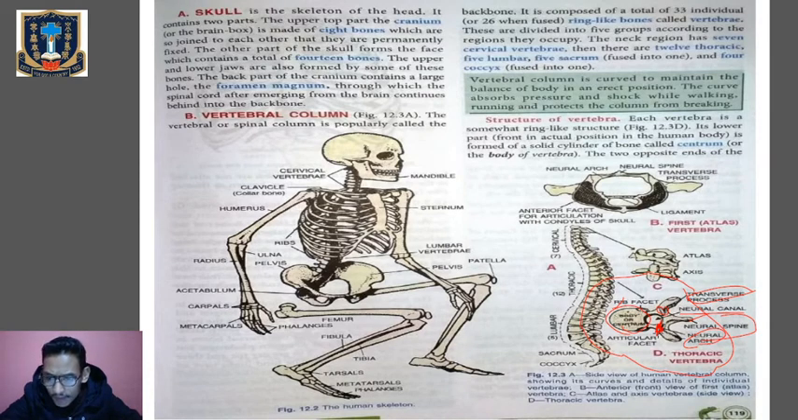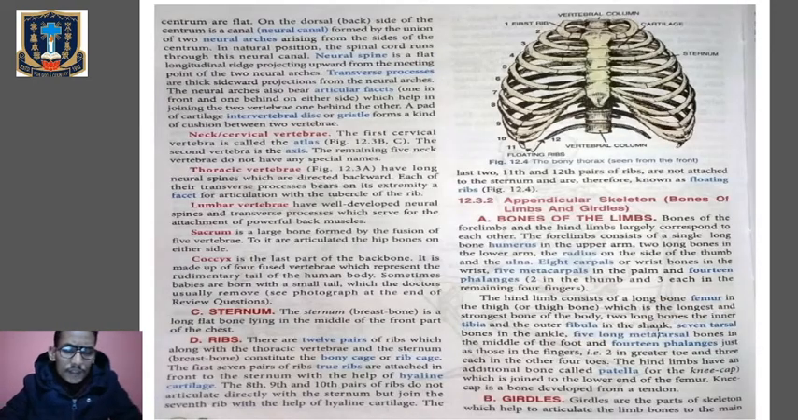Clear? Then from the neural arches, we can see the two processes coming out, which are called the transverse processes. Then we have the articular facets at the origin of the neural arches, and these articular facets help in joining the two vertebrae together. Clear? Now next, we will see the neck or cervical vertebrae.